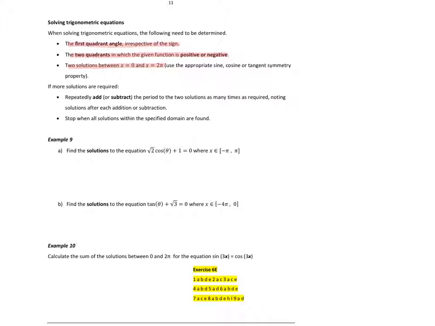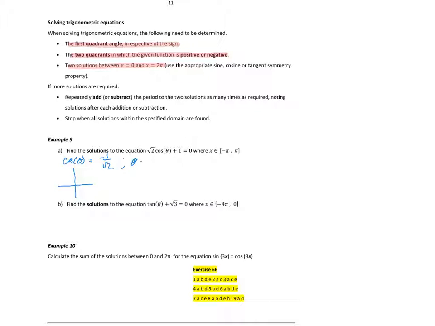All right, so let's have a look at a couple and see how we go, remembering from last year. So first step is to rearrange our equation. Rearrange our equation so that we solve for cos. So cos theta is equal to negative 1 on root 2.